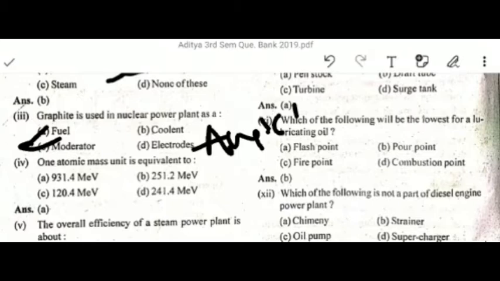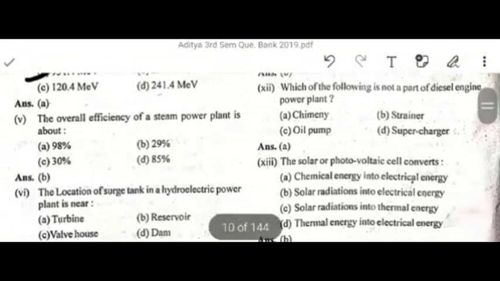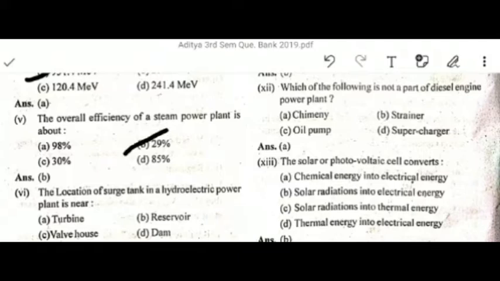Now moving towards the fourth question: one atomic mass unit is equivalent to, you should know that one atomic mass unit is equal to 931.4 electron volt. Option A will be the correct answer. In the fifth question, the overall efficiency of a steam power plant is, you should know that the overall efficiency of a steam power plant is 29%, but the output efficiency is 30%.